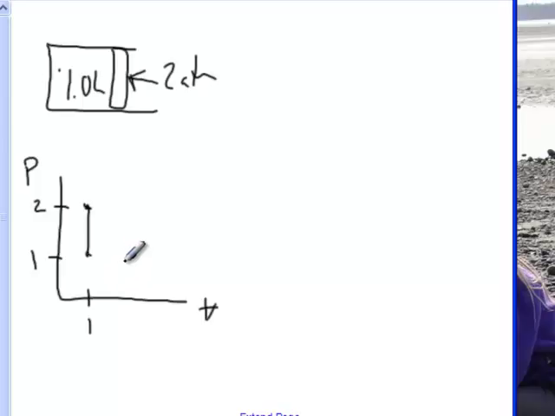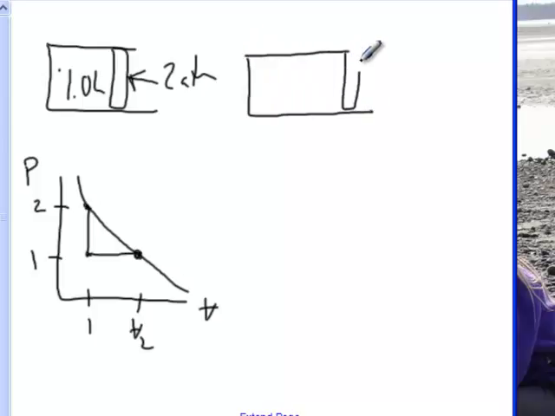And then it says it expands isobarically. So then I go across like this, and I get to a new volume. I don't know what it is yet, but I do know that the pressure is at 1 atmosphere. But the temperature remains at 25 degrees C, so that means I'm on an isotherm here. If I'm on an isotherm, that means that Boyle's law holds. So I can look at this expansion and figure out what the volume is.